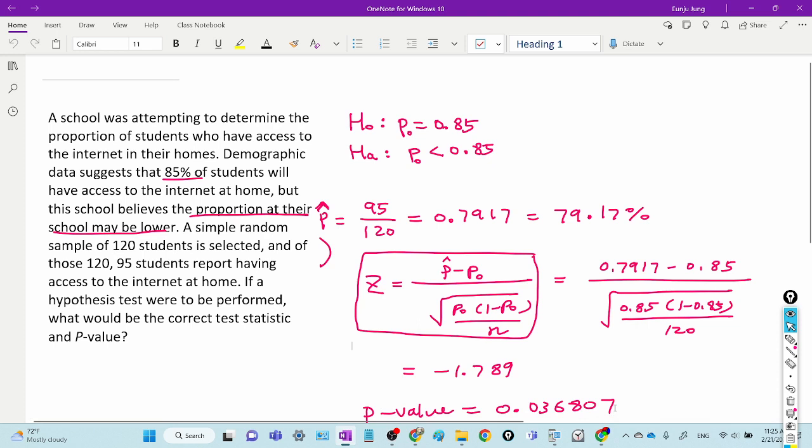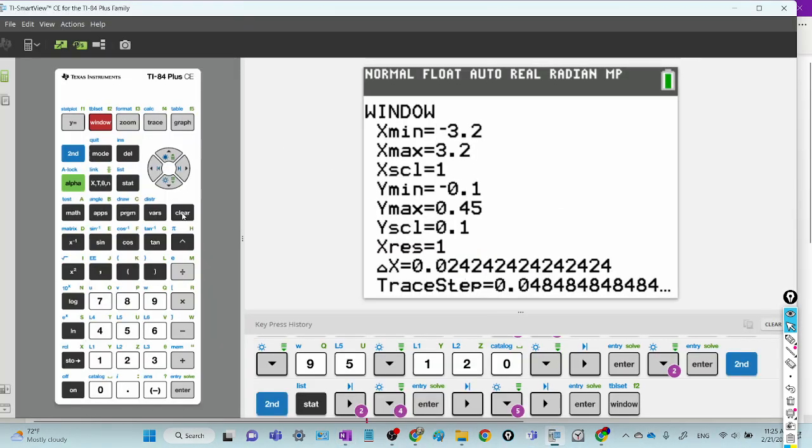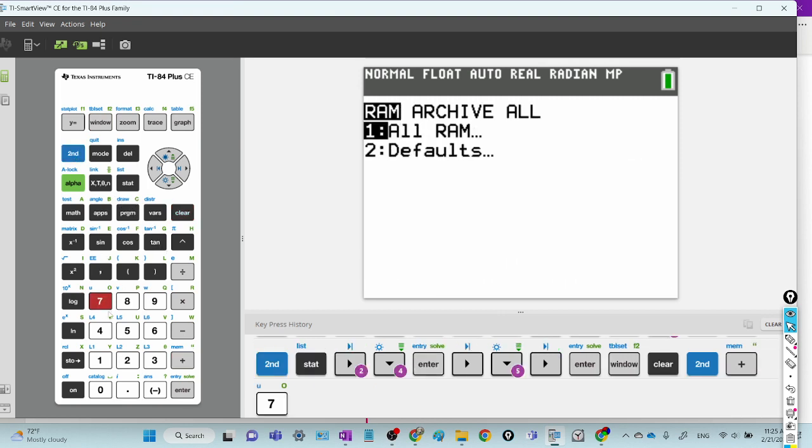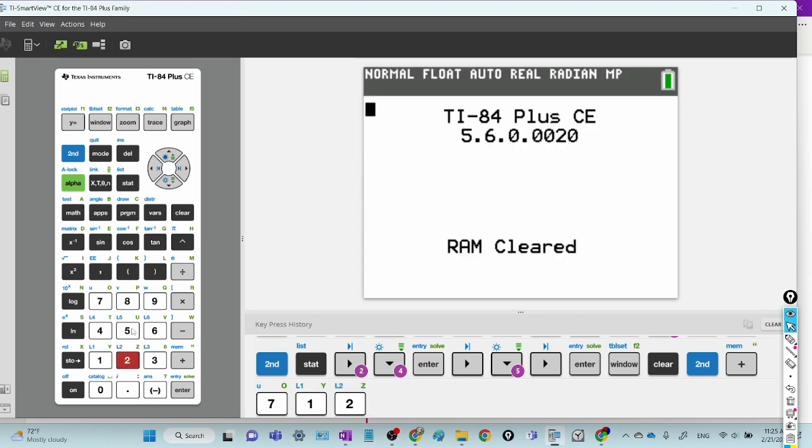Always when we use a calculator or table, we need to make sure we are using the one side or both sides, okay? Both tails or one tail. So let's see how we can use the calculator, okay? So let me clear all: second plus 7, 1, and 2. So I'm clearing all the RAM just in case.